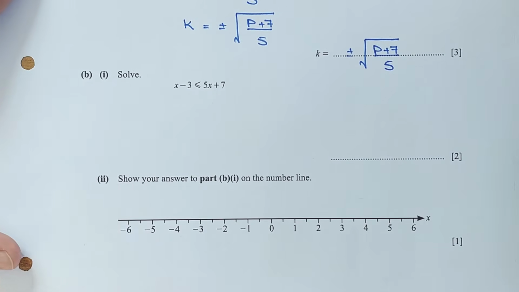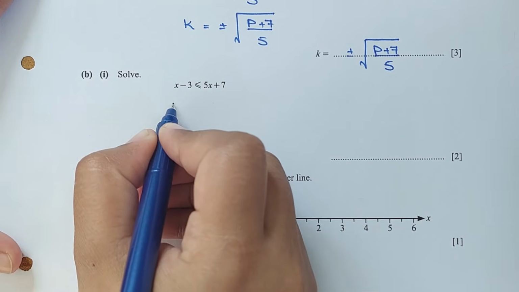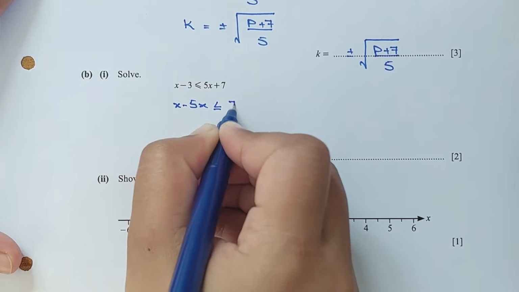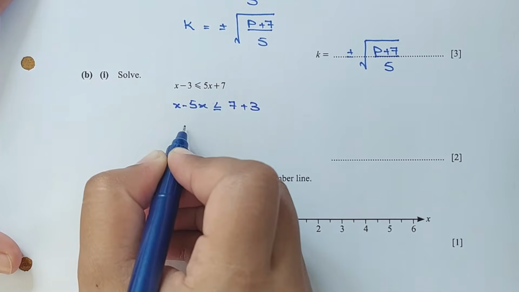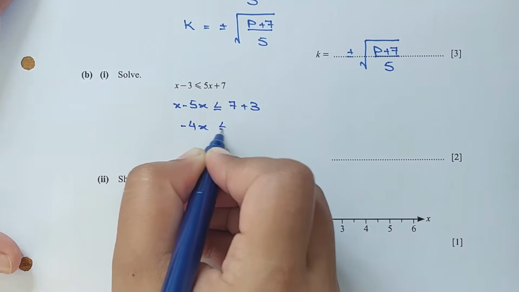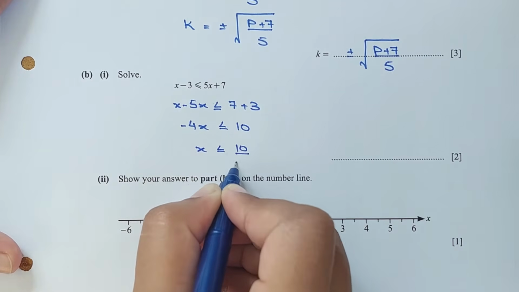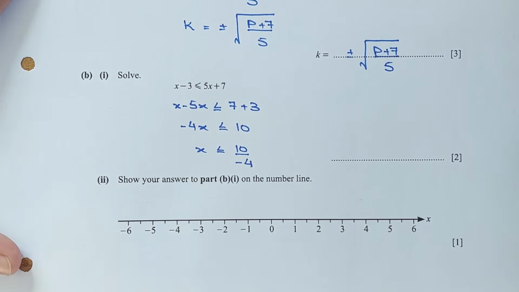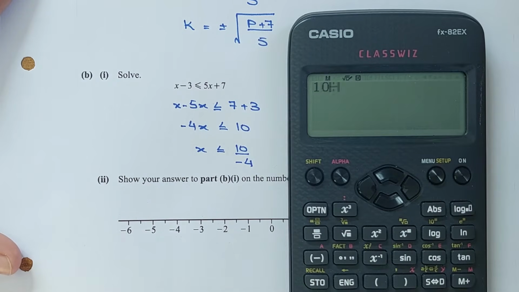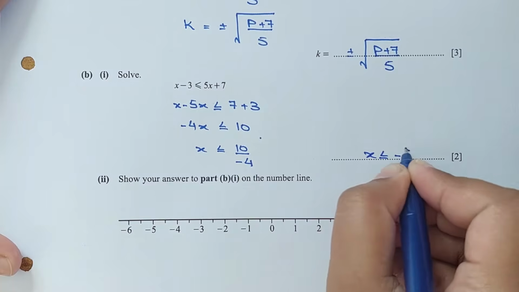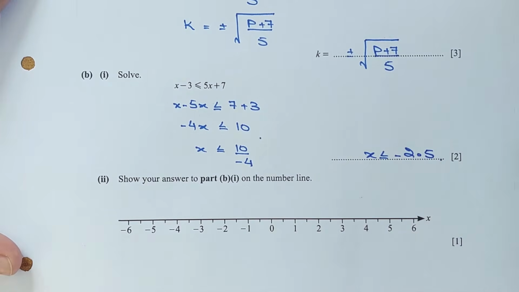Now for part B, number 1, solve. We have to solve this inequality, so we can shift the terms. So x minus 5x is less than or equal to 7 plus 3. So minus 4x is less than or equal to 10, and x is less than or equal to 10 divided by minus 4, which is minus 2.5. x is less than or equal to minus 2.5. All right.